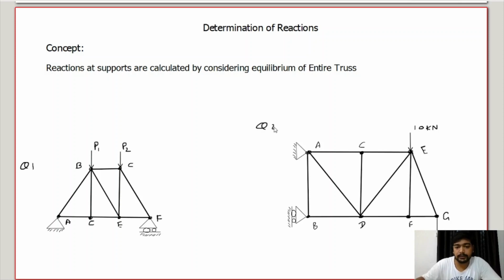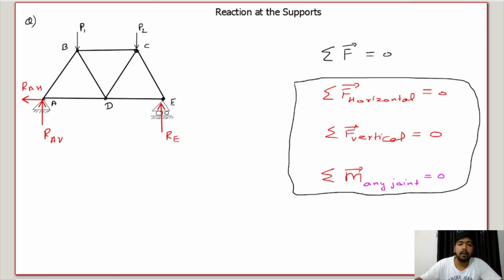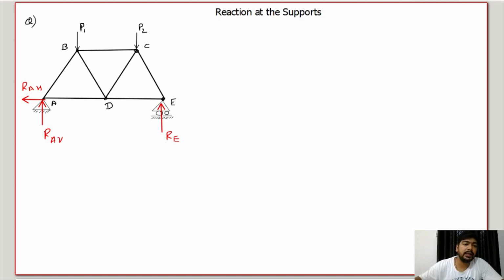और ये आपका सेकेंड, ठीक है। So let's begin with the first. Suppose यहाँ पे आपको दे रखे हैं, this load is 10 kilonewton, and this is also 10 kilonewton. Let's do it. First we will consider as equilibrium, ठीक है। तो हम क्या करेंगे, we will do the same thing.